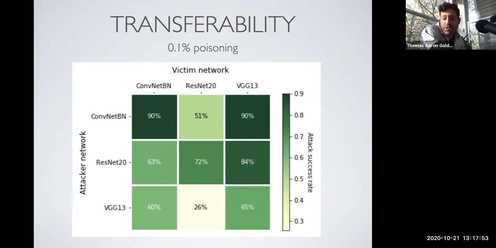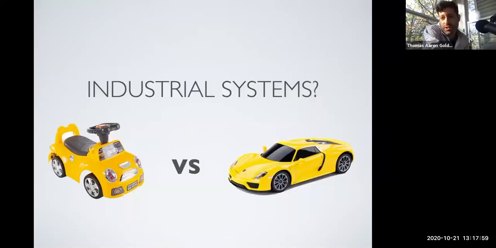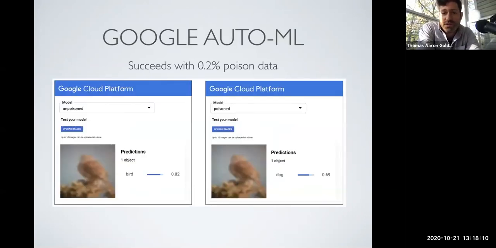So actually transferability for these kinds of things is quite good, which made us wonder if this will transfer to industrial systems. So all these kinds of simple attacks, they're a bit idealized, but can they transfer to industrial systems? And what we found is that sometimes at least they do. So this is one of our first examples.